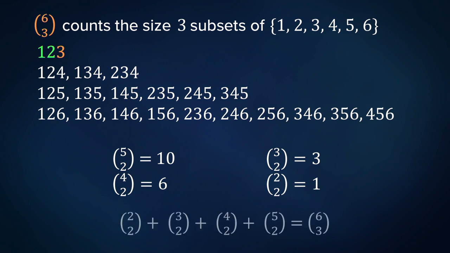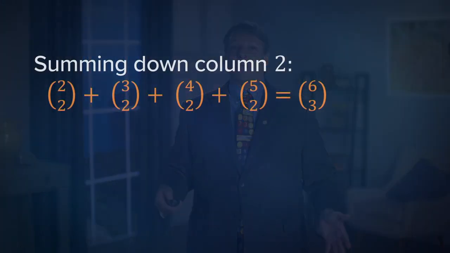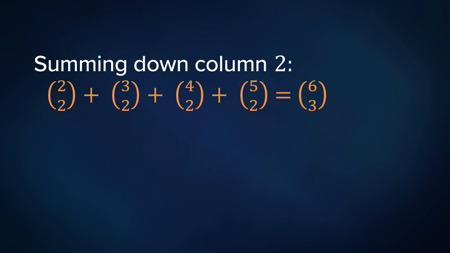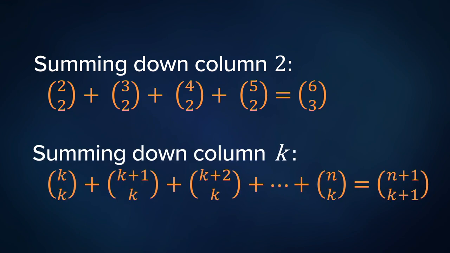As a result, 2 choose 2 plus 3 choose 2 plus 4 choose 2 plus 5 choose 2 must equal 6 choose 3. By essentially the same argument, we can prove the hockey stick identity for anywhere in the triangle. When we sum down column 2, we saw 2 choose 2 plus 3 choose 2 all the way up to 5 choose 2 is equal to 6 choose 3. When we sum down column K, we get K choose K plus K+1 choose K all the way up to N choose K is equal to N plus 1 choose K plus 1.